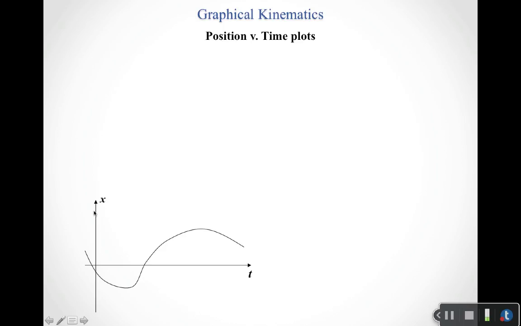So I've got position in x on the vertical axis. I've got time on the horizontal axis. So this is position versus time. And here it's just showing some object as it moves back and forth in a straight line. So again, this is not x versus y motion here. This is just showing you where an object is as it moves back and forth across some line.